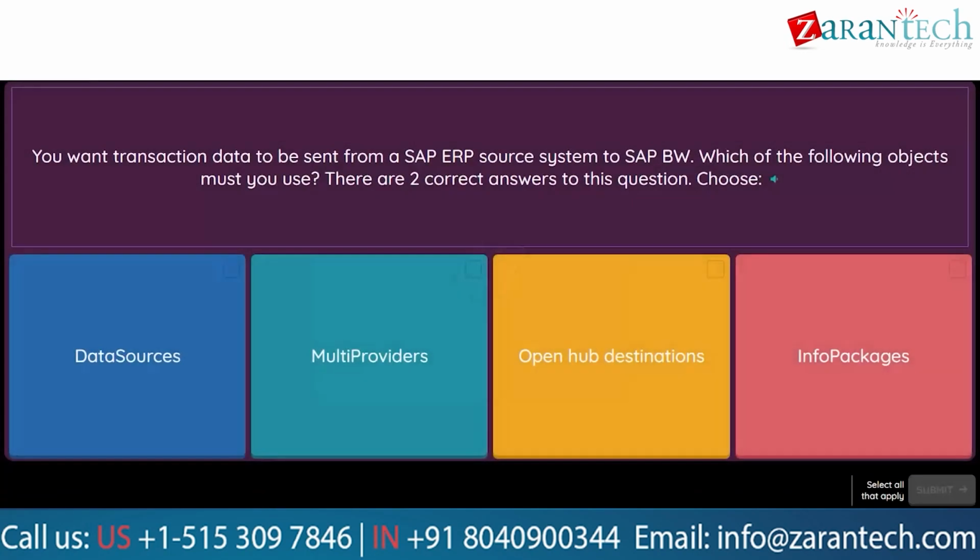Question: you want transaction data to be sent from an SAP ERP source system to SAP BW. Which of the following objects must you use? There are 2 correct answers to this question. Choose. Option 1, DataSources. Option 2, MultiProviders. Option 3, open hub destinations. Option 4, InfoPackages.